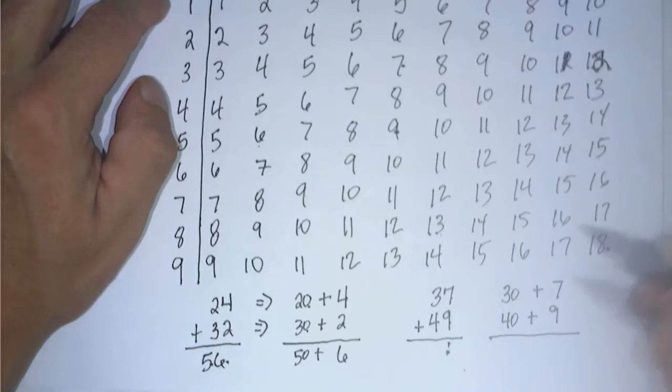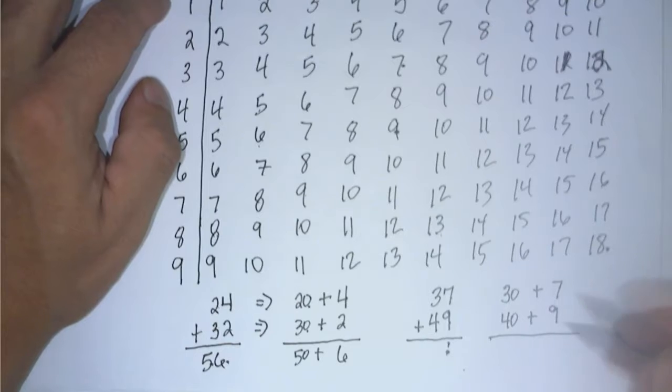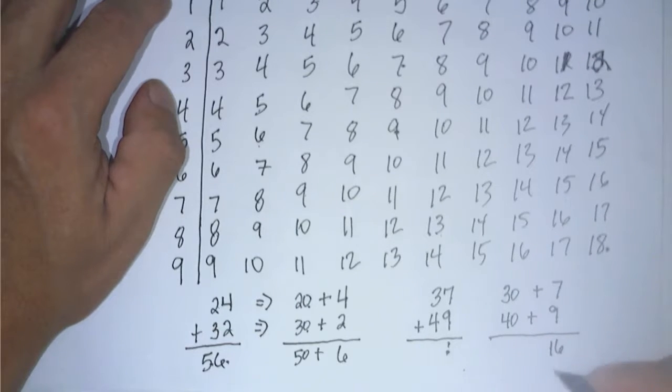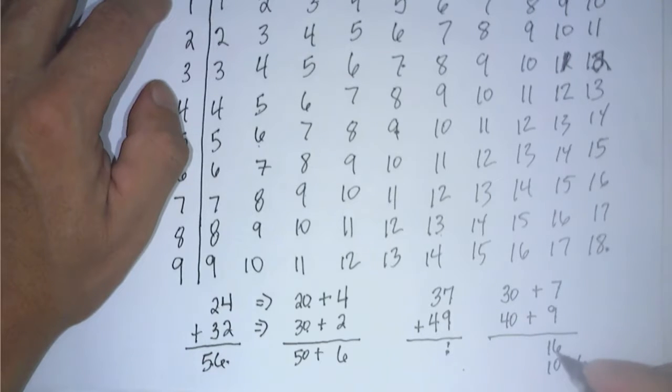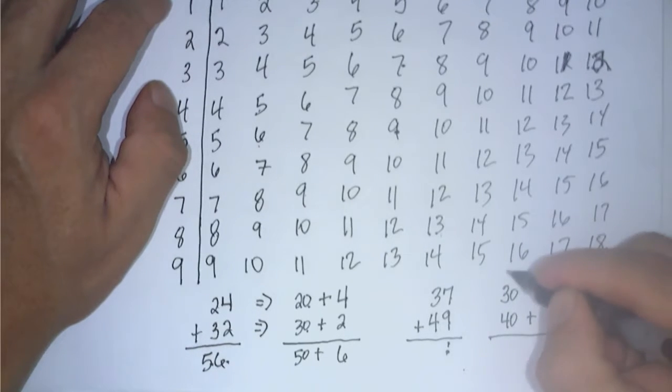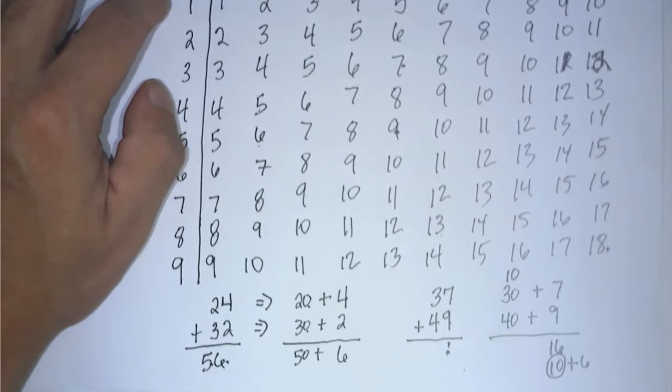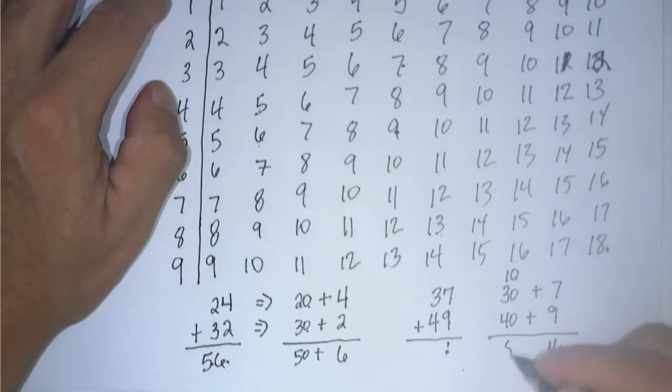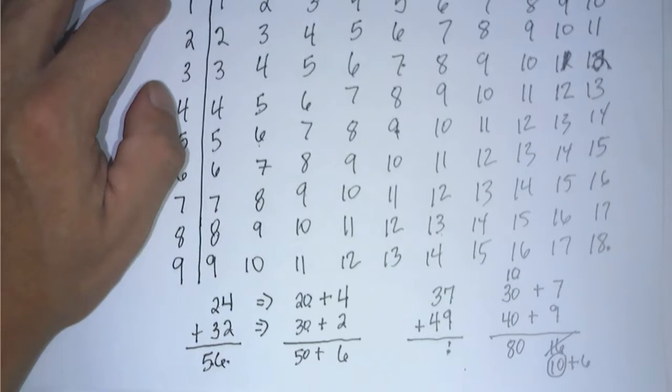So here's what we do. 7 plus 9 is 16, and we know that 16 is 10 plus 6. So we can take this 10 and put it over here in this place, like that. And then we can add this place value and get 80 plus 6. So 80 plus 6 is 86.